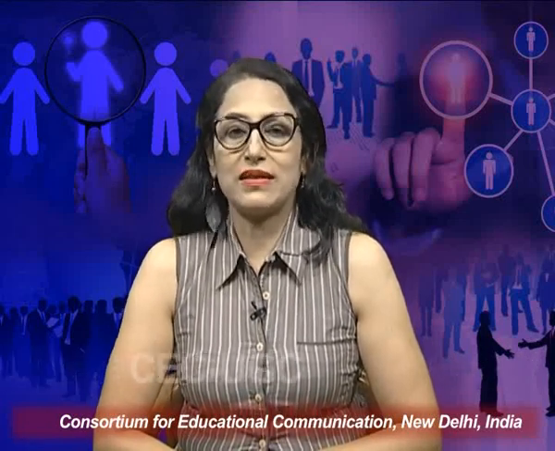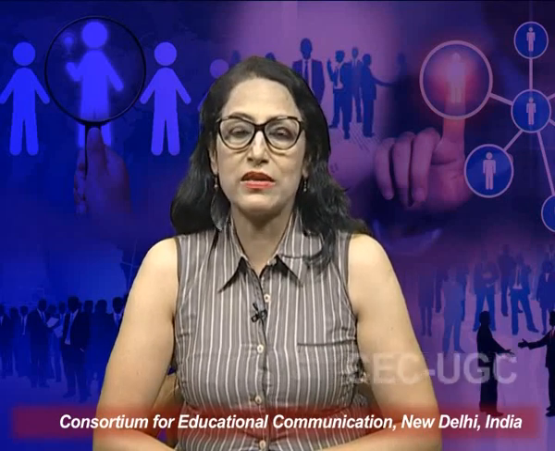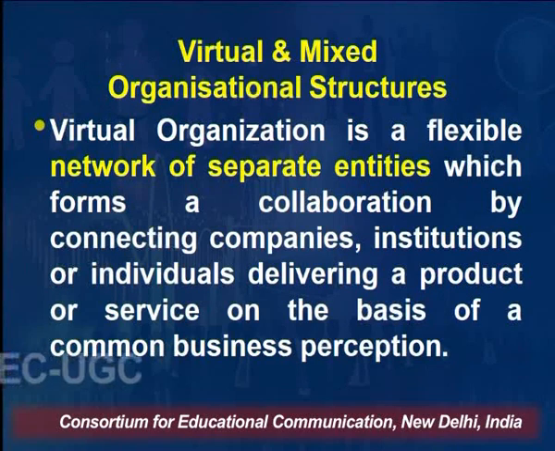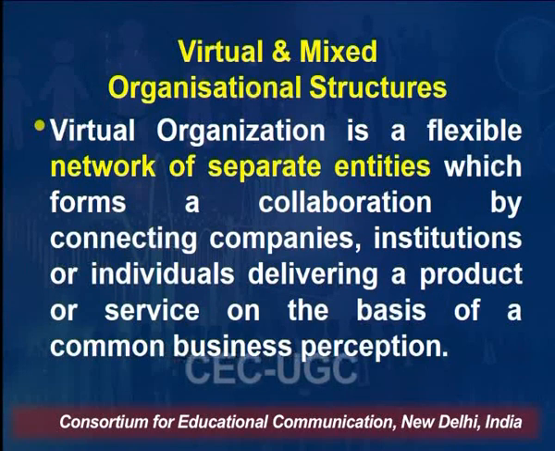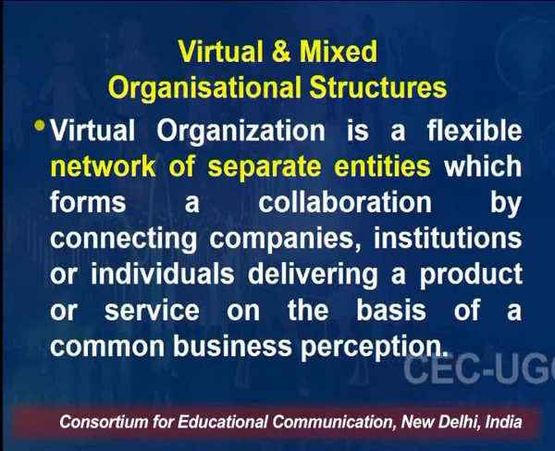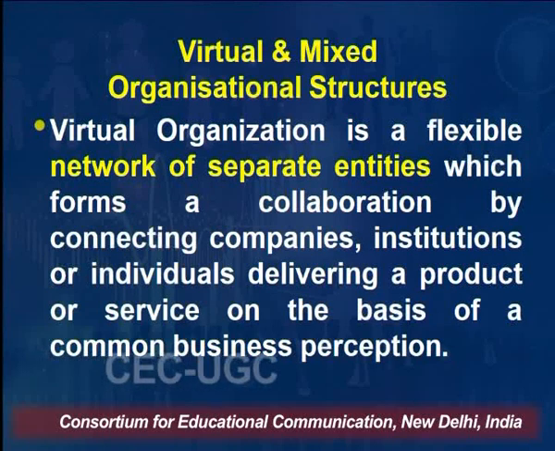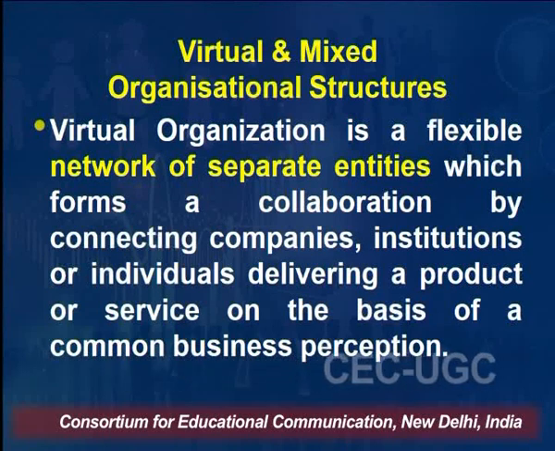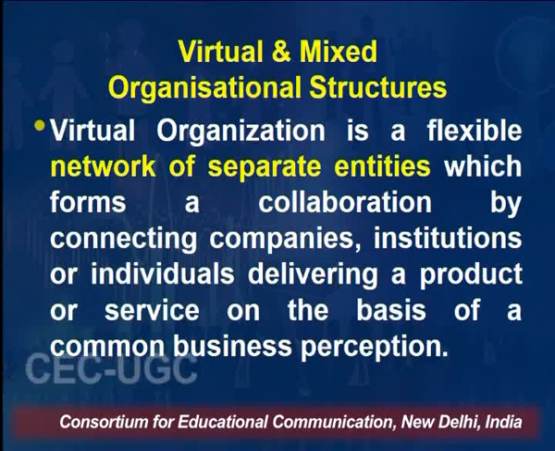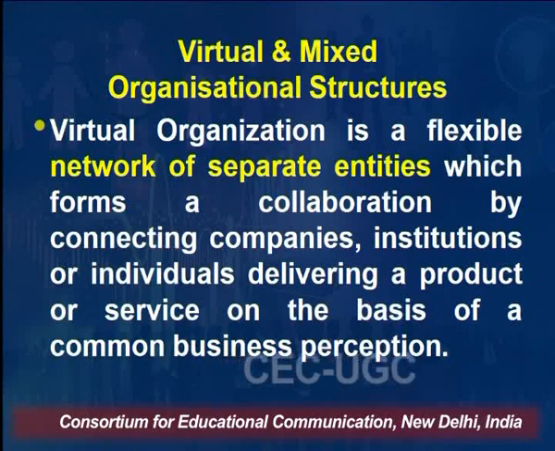So there are a couple of such examples. Alliances and coalitions, of course, they do happen. Regenerative network is another option. So this is how the third type, network organizations, do work. Now we'll come to the virtual and then mixed ones, third and fourth now. So the virtual organization is basically a flexible network of separate entities. So why do they come? They come together, they form collaboration by connecting companies, institutions, individuals who are delivering a product or service on the basis of common business perception, right?